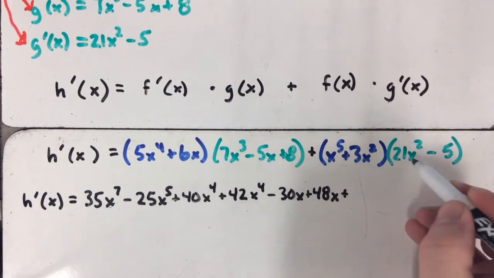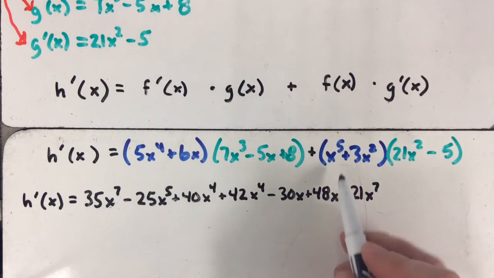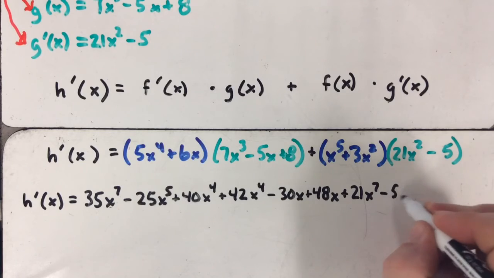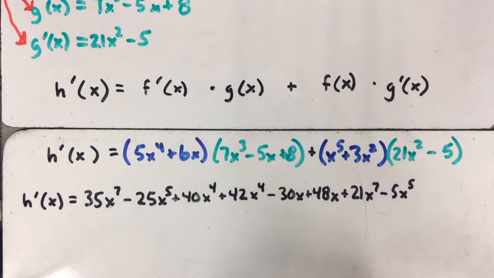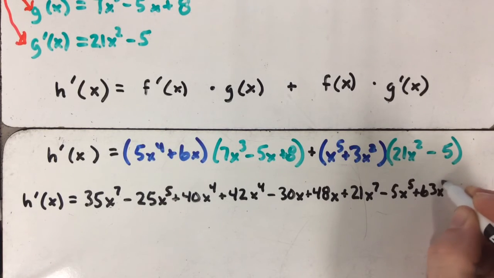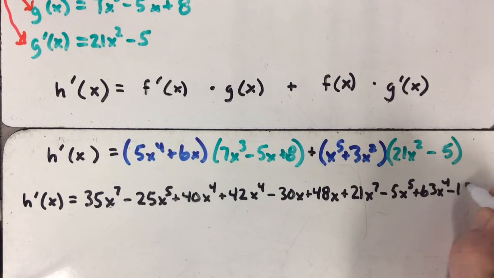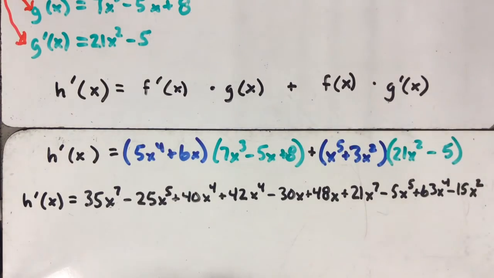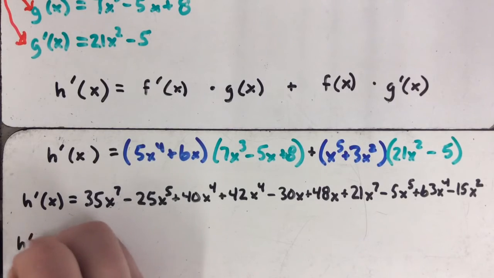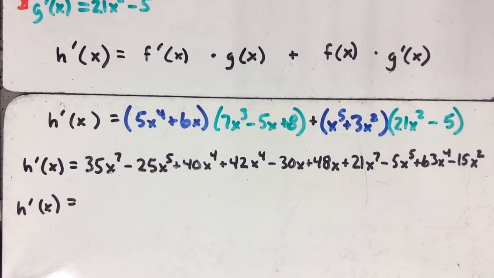Multiplying that out, x to the 5th times 21x squared is 21x to the 7th. x to the 5th times negative 5 is a minus 5x to the 5th. And 3x squared times 21x squared is 63x to the 4th. And finally, 3x squared times negative 5 is a negative 15x squared. So we get all of these terms after you multiply that out. And then we need to combine like terms to finish the problem up.